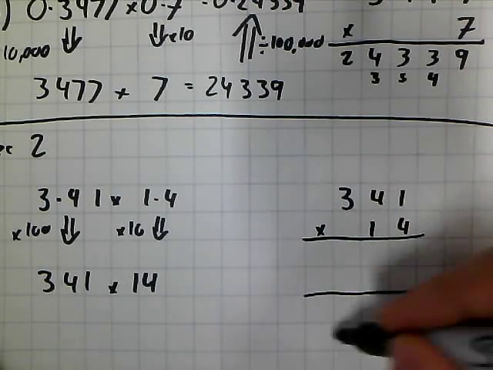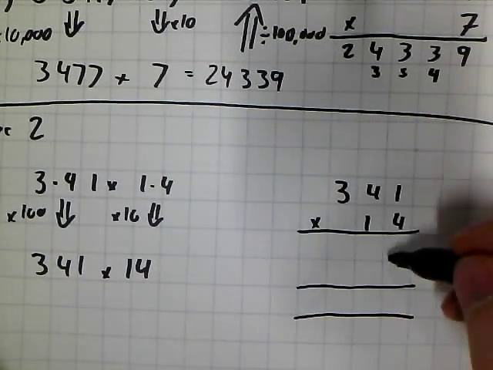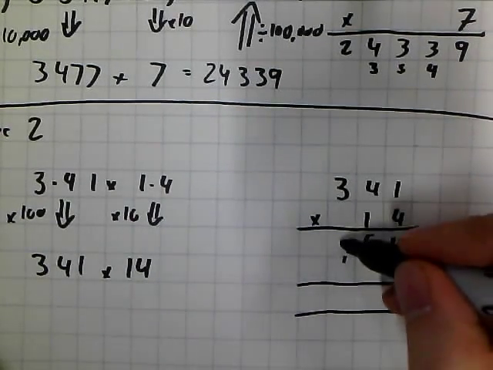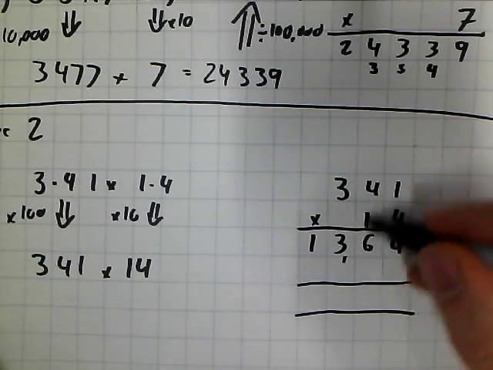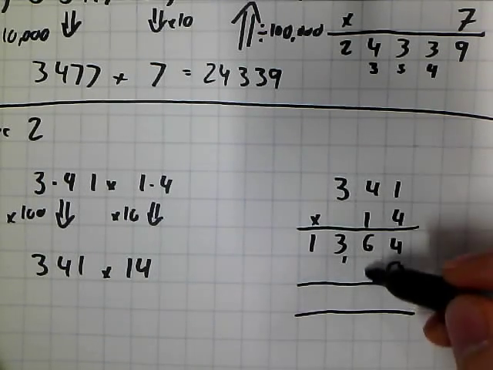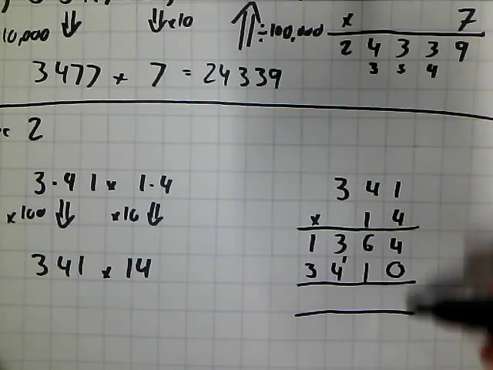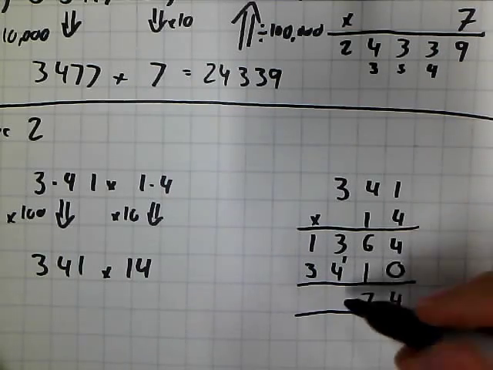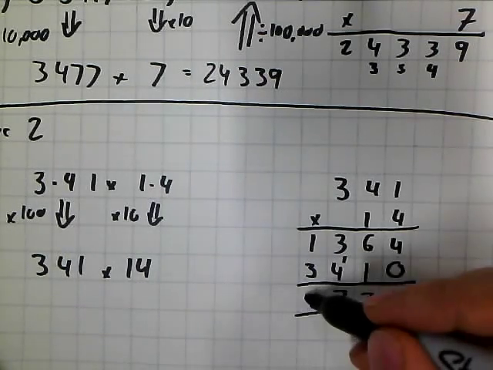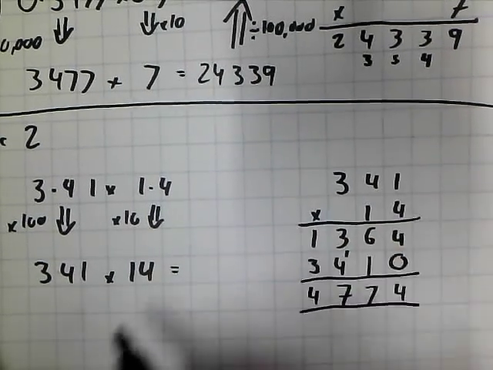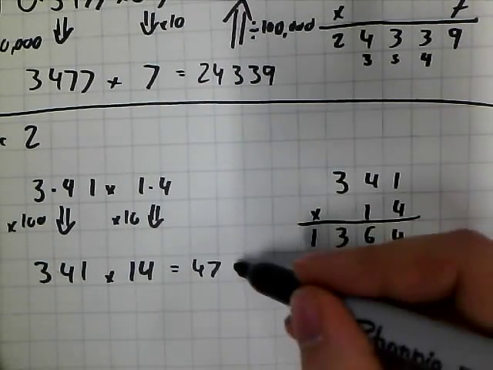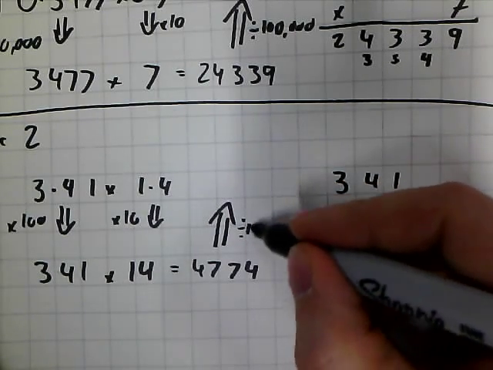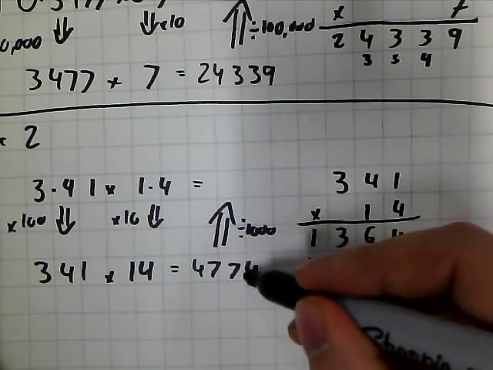So 4 times 1 is 4, 4 4s are 16, carry the 1, 4 times 3 is 12, carry the 1, 13. Now I'm multiplying by 10, so I put my placeholder 0 in, and I've got 1, 4, 3. Now I add, so 4 add 0 is 4, 6 add 1 is 7, 4 add 3, 7, and 3 add 1, 4. So that's 4,774. But now I just need to divide by 1,000, and I get 4.774.